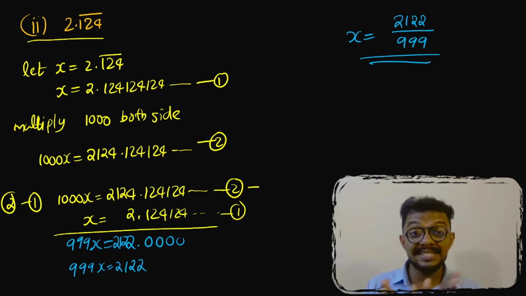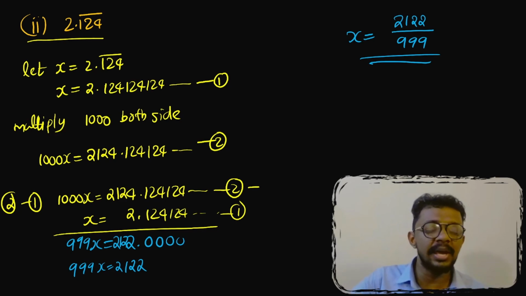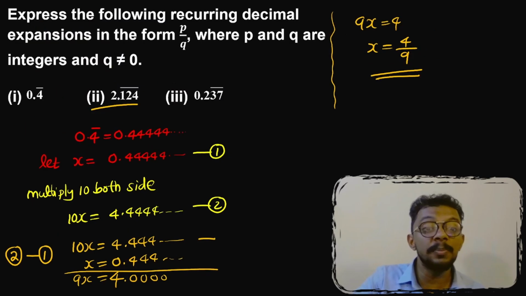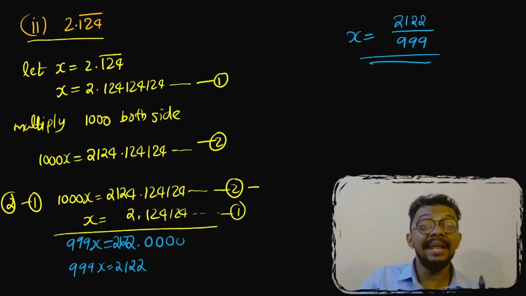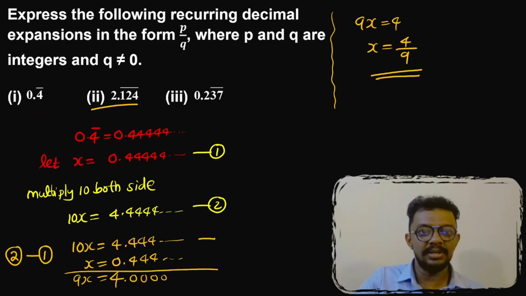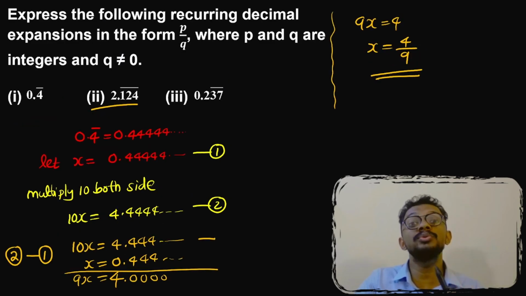Hope you understood the strategy. We have one last question. With that last question, we will understand. In the first two questions there is no step number 2 because already the decimal is just before the repeating digit. Already both the numbers were pure recurring. What if it is mixed recurring? Let's discuss that one. The third question is 0.237 bar.